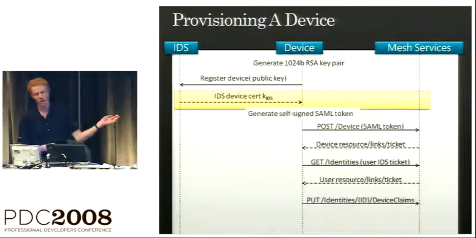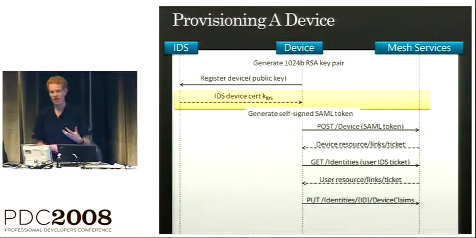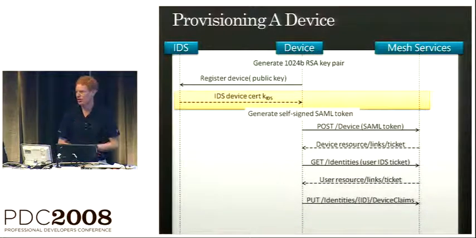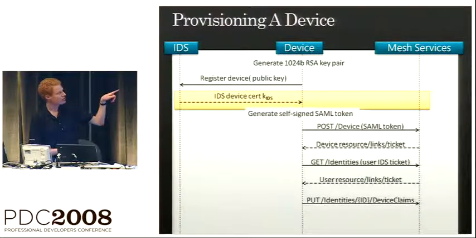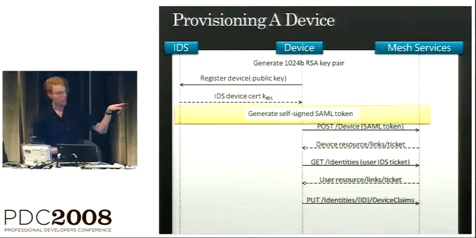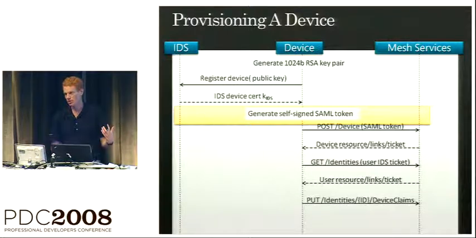IDS comes back and says, great, you have an account, you're signed in, here's a certificate from me that represents your identity. Now you can present this certificate to any service that speaks to IDS, and that service can look at it and say, clearly this is a valid device that's signed in. Our device takes that certificate and wraps it up in a SAML token, and again signs it with its own public key so that it's clear that it came from that device.